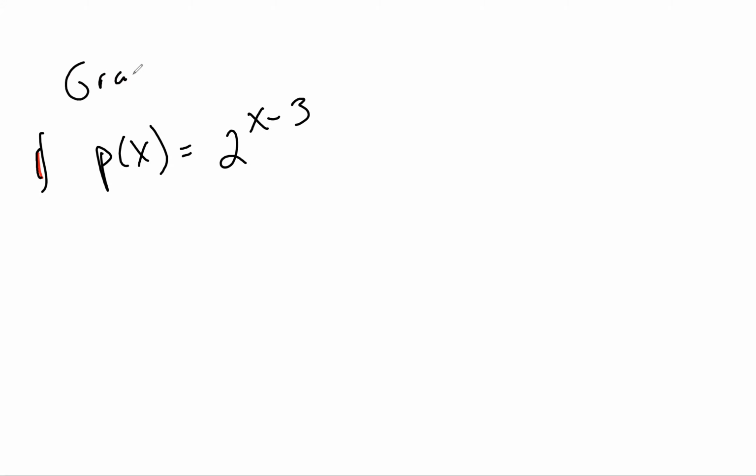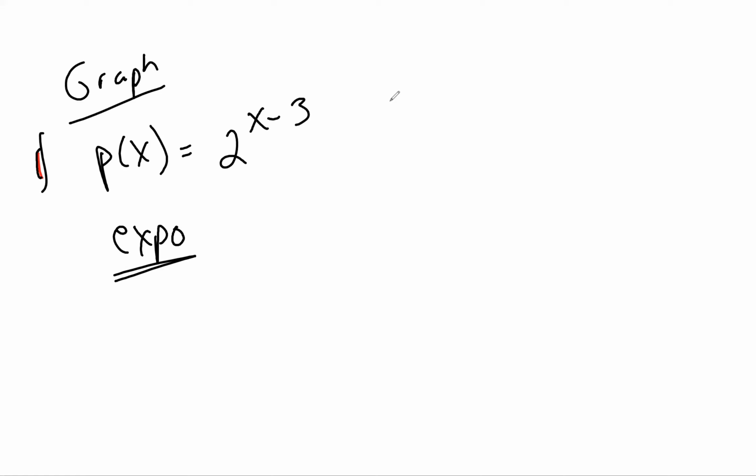So number one, the very first one, it is P of x equals 2 to the x minus 3. And the instructions here say to graph. What we're going to have to do is make sure that we realize, as this function is written, this is an exponential function. Okay, for the time being, there's no log in this. It's just an exponential function.